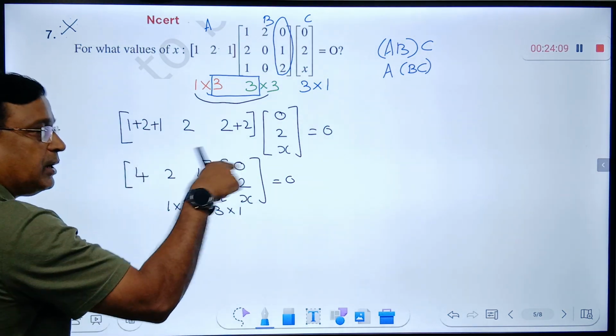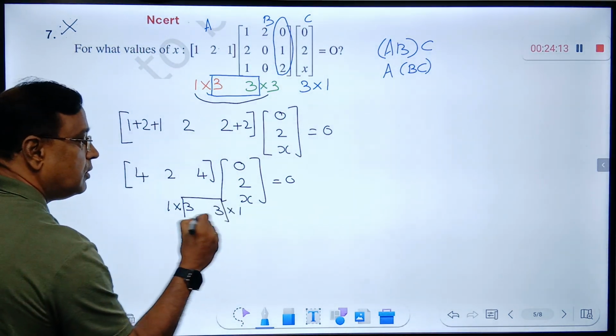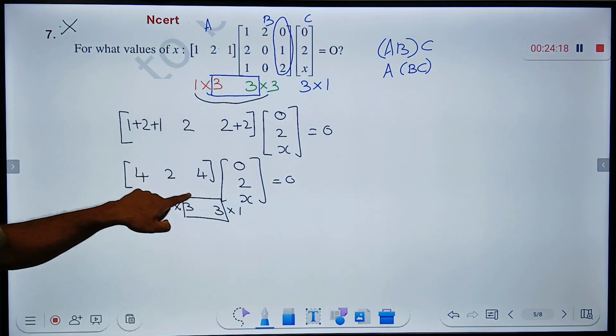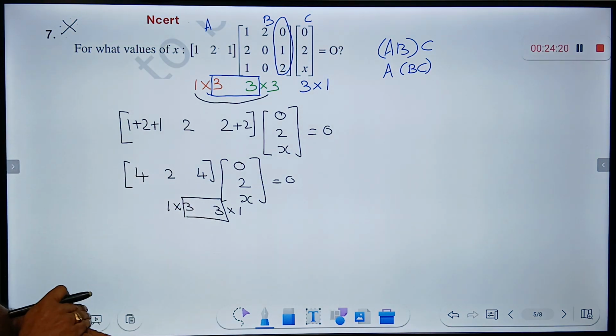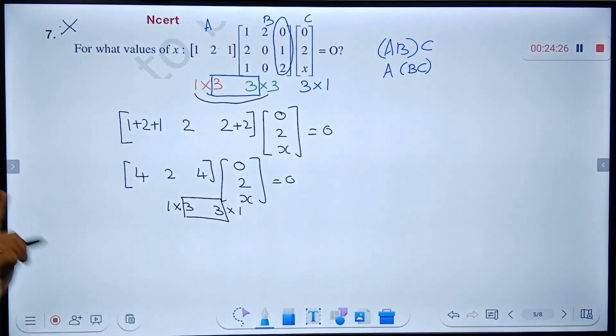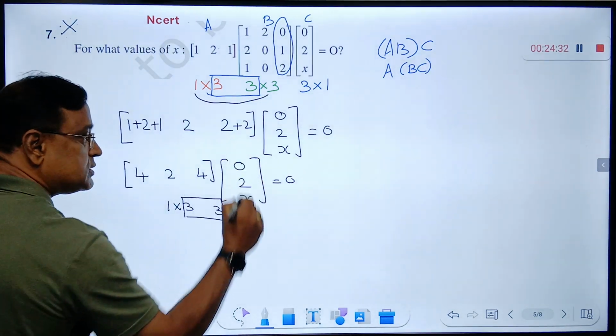Now again you multiply these two. Now is it possible for me to multiply these two? The number of columns of the first matrix is equal to the number of rows of the second matrix. So multiplication is possible. Now what will be the order of the resultant matrix? It will be 1 by 1. The order of the resultant matrix will be 1 by 1. It's a single element. So first row, first column.